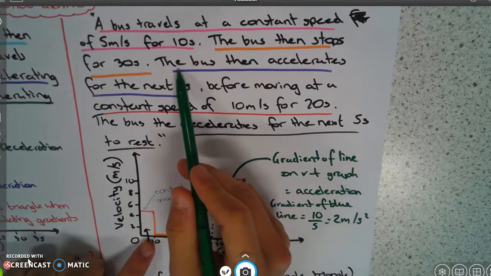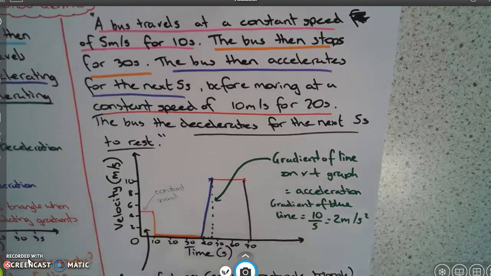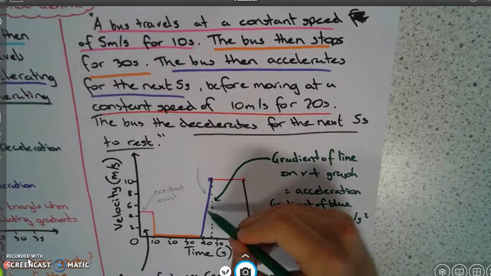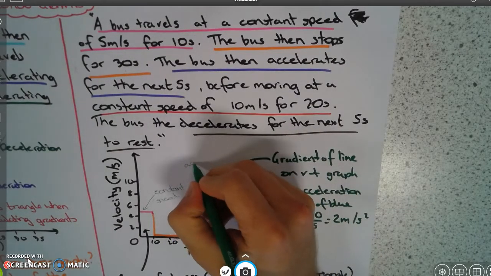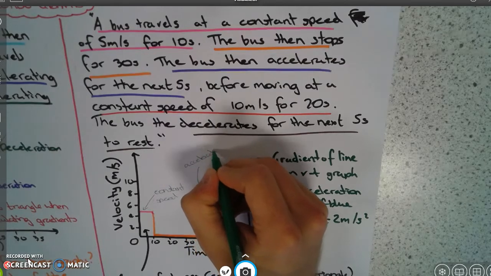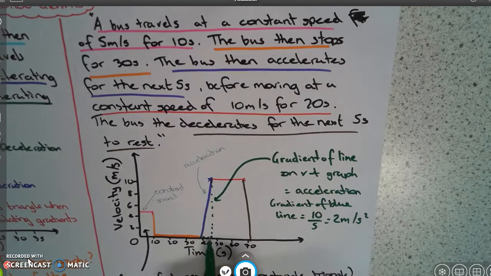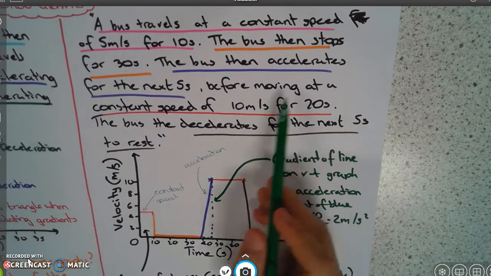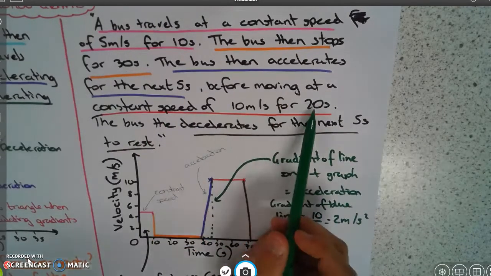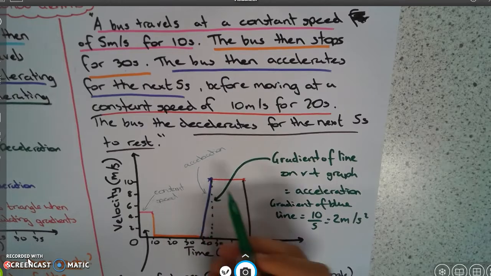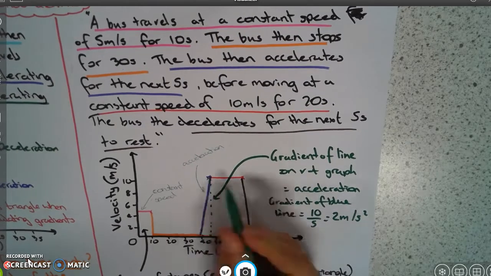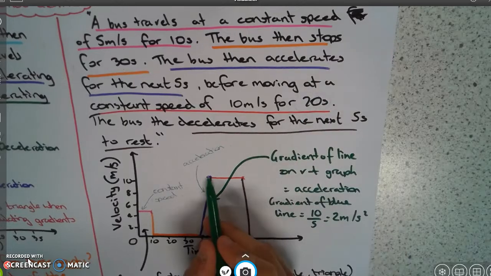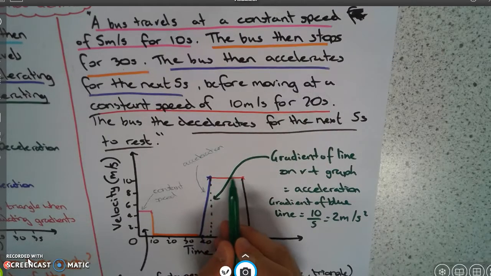The next sentence says the bus then accelerates for the next 5 seconds. And acceleration on a velocity time graph is a straight line with a positive gradient. So that's showing acceleration for the next 5 seconds. It was at 40, by the time it's got to 45, it's accelerated, before once again moving at a constant speed of 10 meters per second for another 20 seconds. So you can see it's just the story here, look, from 45 up to 65 seconds, that's the 20 seconds we've got here, it's moving at 10 meters per second, the constant speed there.